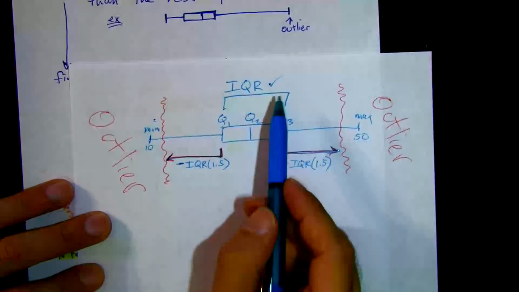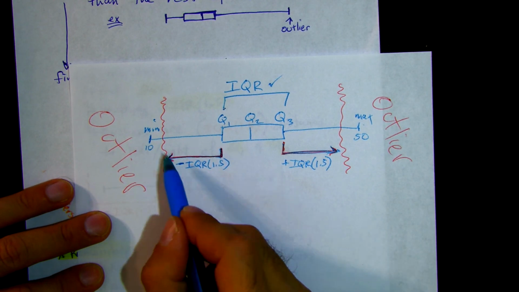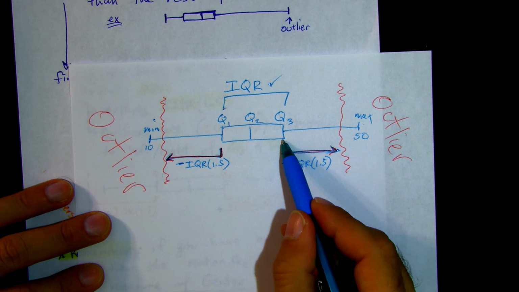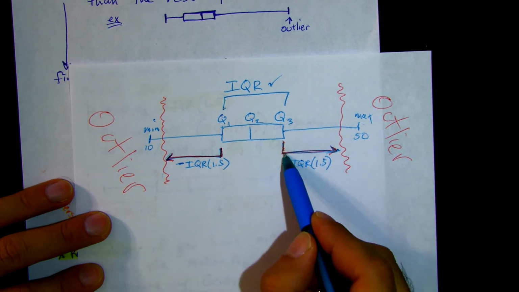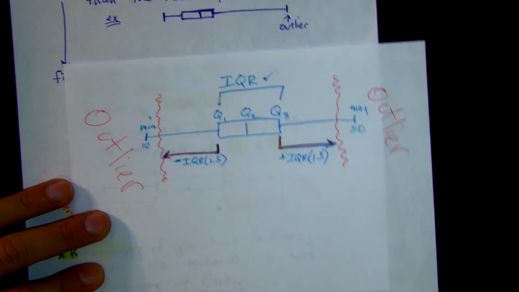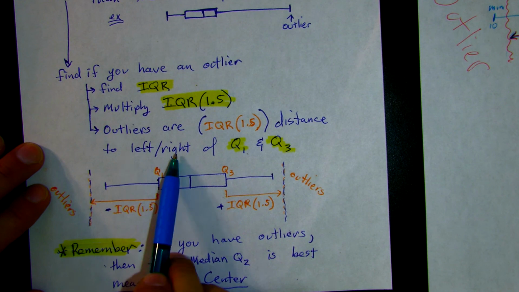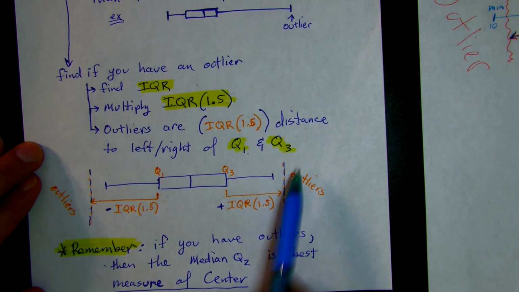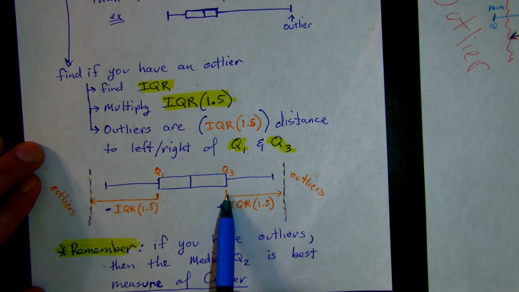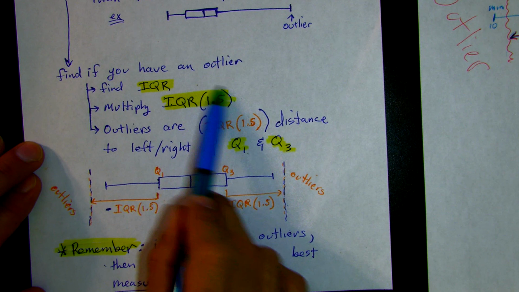We multiply it by 1.5, good. We move to the left of Q1 that distance, and we find our fence. We go to Q3, take IQR times 1.5, get that distance and go to the right, and that is the outlier fence on that side, okay? So it's to the left and right of Q1 and Q3, as I just said. You can see here's our fence, and we're going in each direction that same distance that we compute from the IQR.